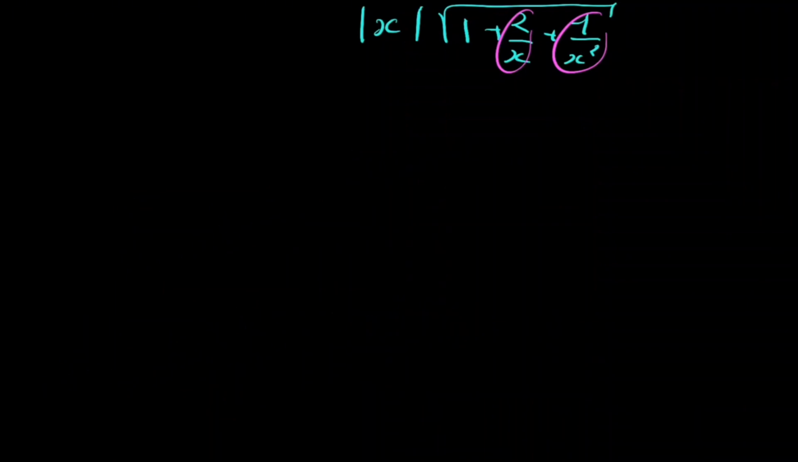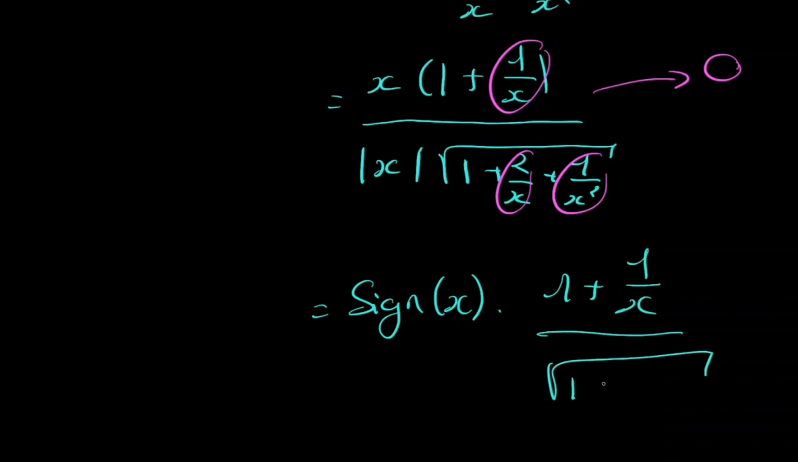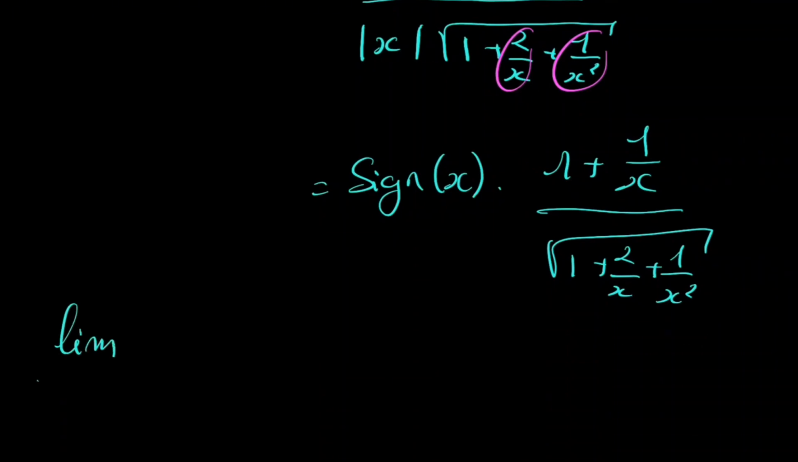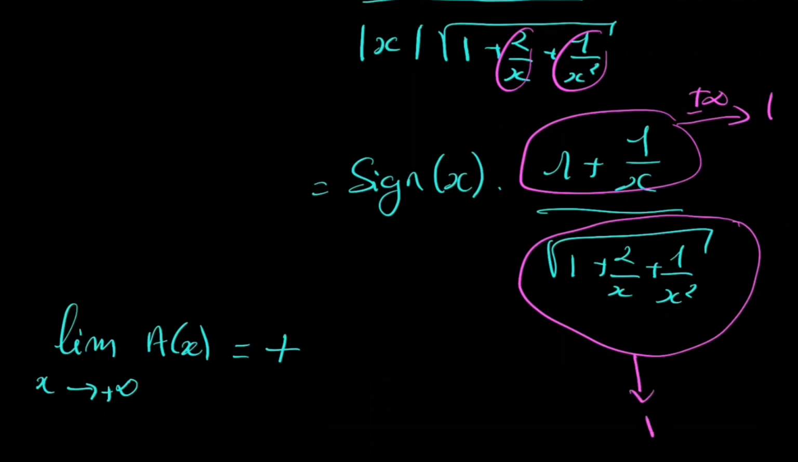Now that we know it, we can easily solve our limit. Because this thing is equal to the sign of x times 1 plus 1 over x over the square root of 1 plus 2 over x plus 1 over x squared, the limit when x tends to plus infinity of A of x will be the sign of x, which is plus in plus infinity, and this tends to 1 in plus or minus infinity, and this thing tends to the square root of 1, equal to 1.